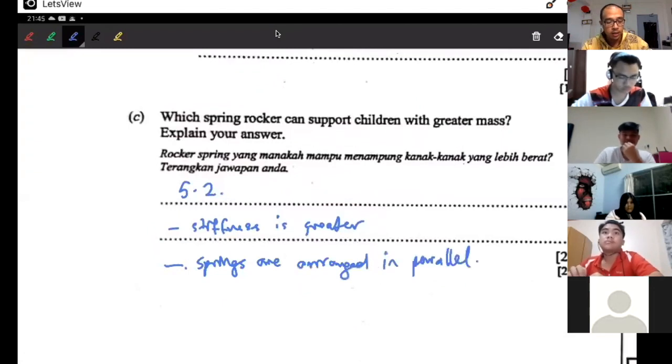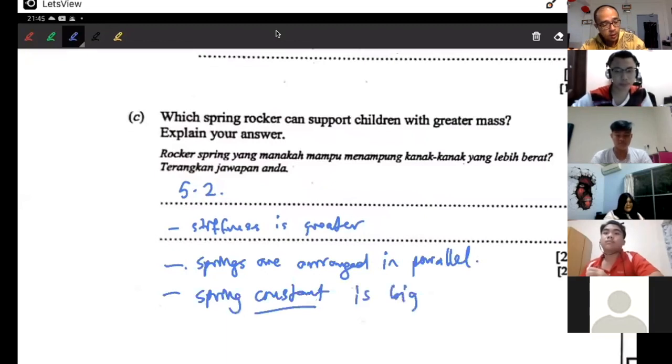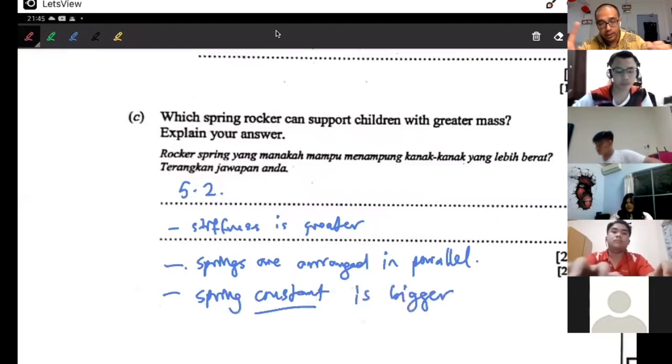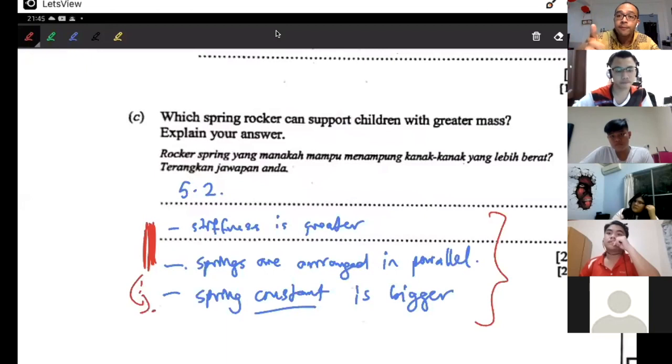Okay, and obvious answer that saya rasa kalau kamu banyak menjawab soalan elasticity, you will know this lah. Okay, the spring constant, okay, is bigger. So either one of these, okay, is an acceptable answer lah. Okay, but these two are explanations for the spring constant. Okay, so the spring constant becomes bigger when it is more stiff. Okay, dia lebih keras. Kekerasan bukan kekenyalan tau, dia stiff.